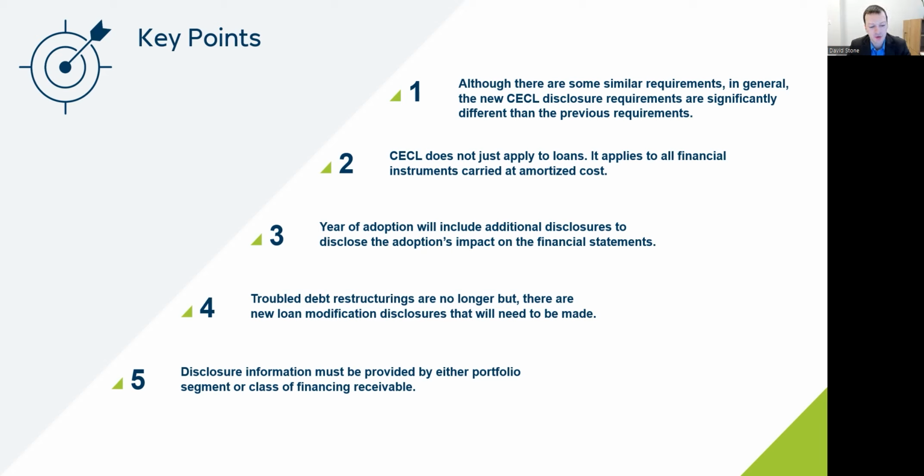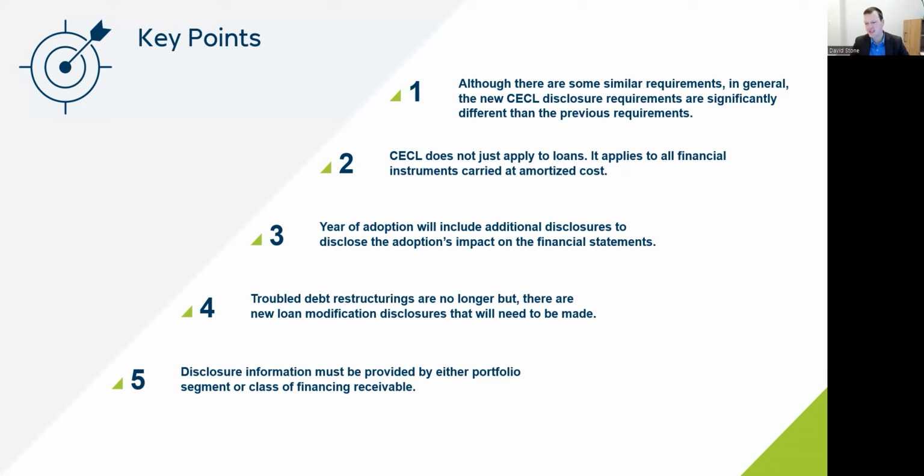Number 4 here, so troubled debt restructurings are no longer, but there are new loan modification disclosures that will need to be made. This is another great example where this is likely information that you have not been tracking historically, but now you will have to track.